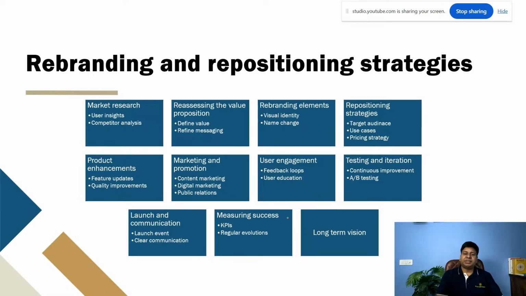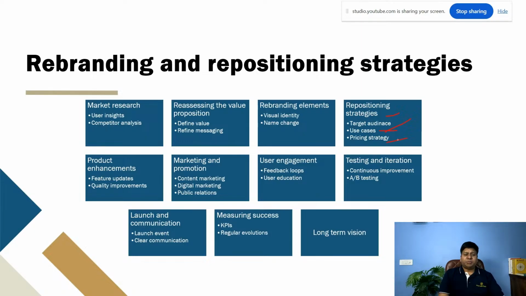Rebranding elements, visible elements, change the name. Repositioning in terms of segmentation, target audience. Do we need to pivot the target audience? Do we need some more use cases? Do we need to work upon pricing strategy? For the pricing strategy, we will have a separate section. In the next section, we will deep dive into pricing strategy with respect to different stages of the product life cycle.